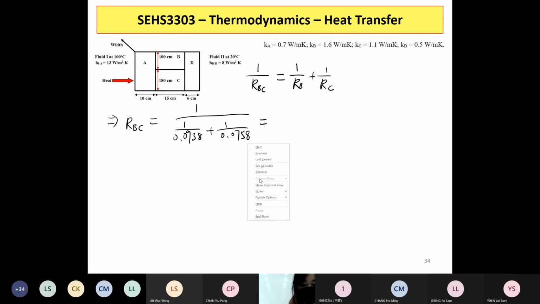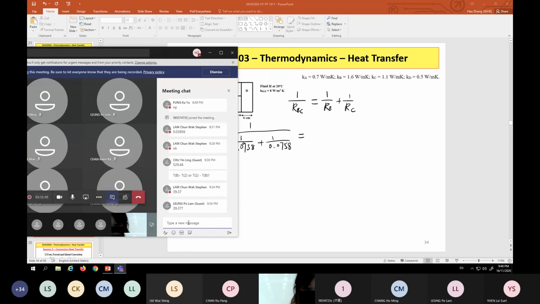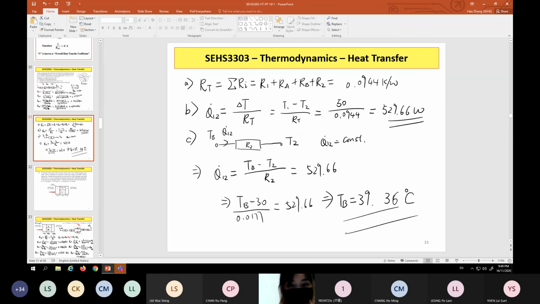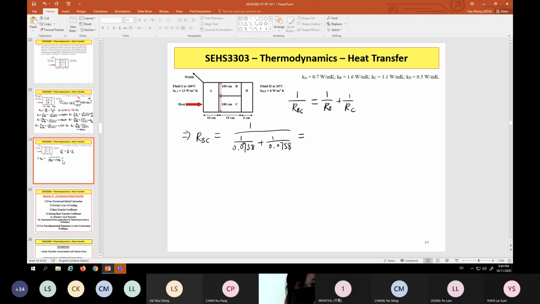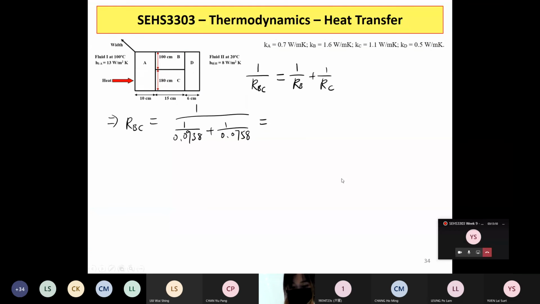Who can tell me? For those who are facing your computer, can you tell me? Good. You give me the value. TB minus T2. Which one is TB? This one? Okay, let's finish this first. Very good. Oh, change it to 0.0419. Very good.